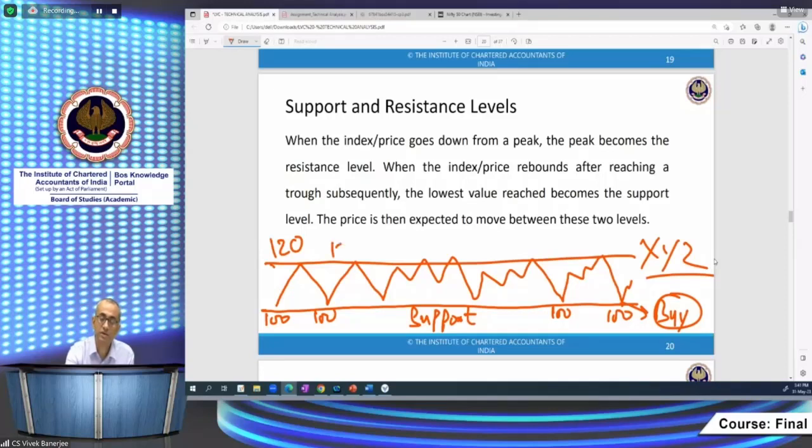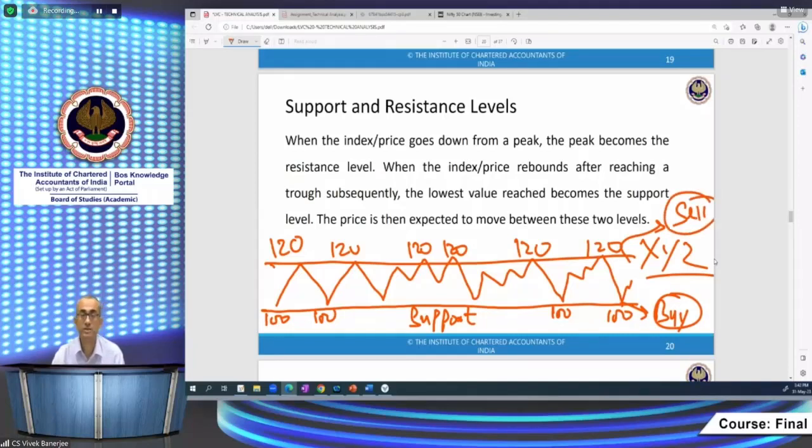Reaches 120, again falls down. Slightly above 120, falls down. So what picture does it create in the mind of a technical analyst? The technical analyst will see that yes, whenever the price reaches 120, it falls down. It means what decision will be taken? The decision will be to sell.